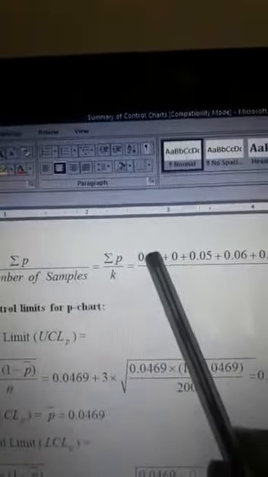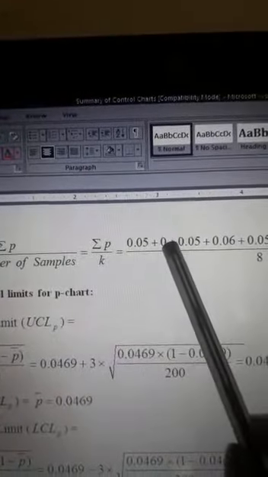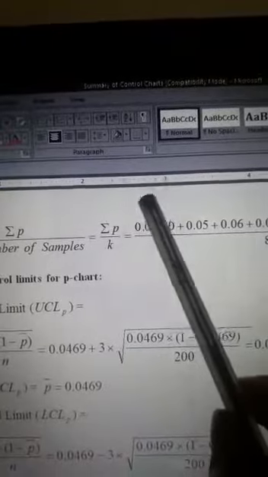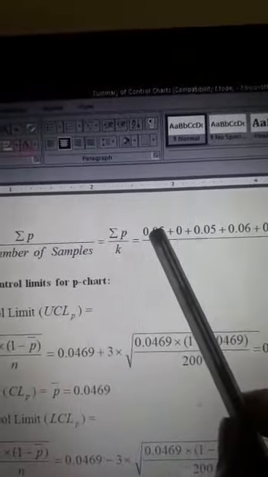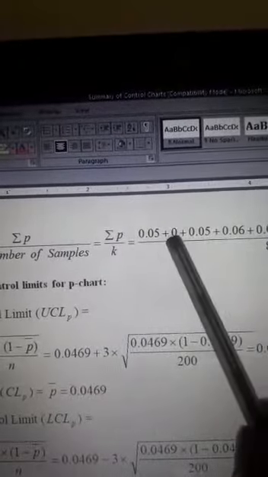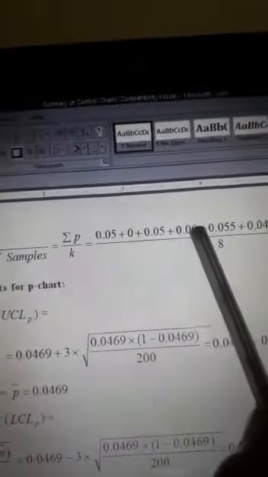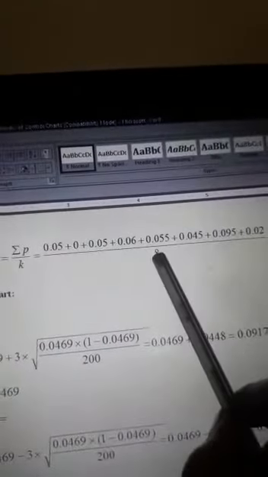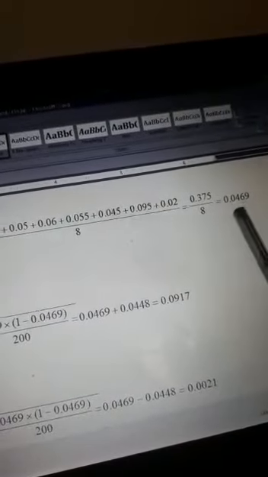I mean, the p value for sample number 1 plus p value for sample number 2 plus p value for sample number 3 plus p value for sample number 4 plus p value for sample number 5 plus p value for sample number 6 plus the p value for sample number 7 plus p value for sample number 8. This entire summation divided by total number of samples, which is 8 for this problem, will give us the value of p bar for this problem.